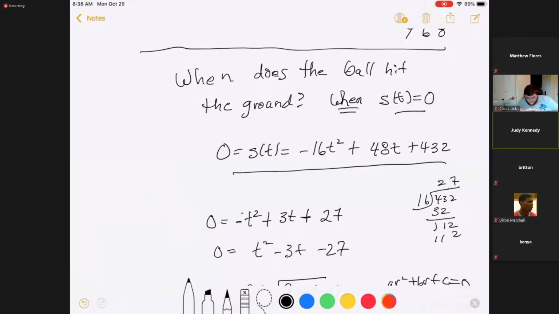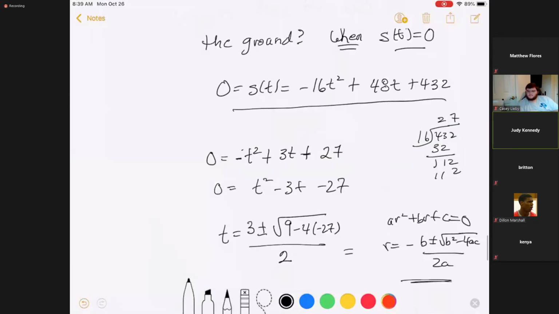Okay, let's see. What time is it? 38 after. I still got 20 minutes. Let's just do some practicing. Okay, finding these antiderivatives.